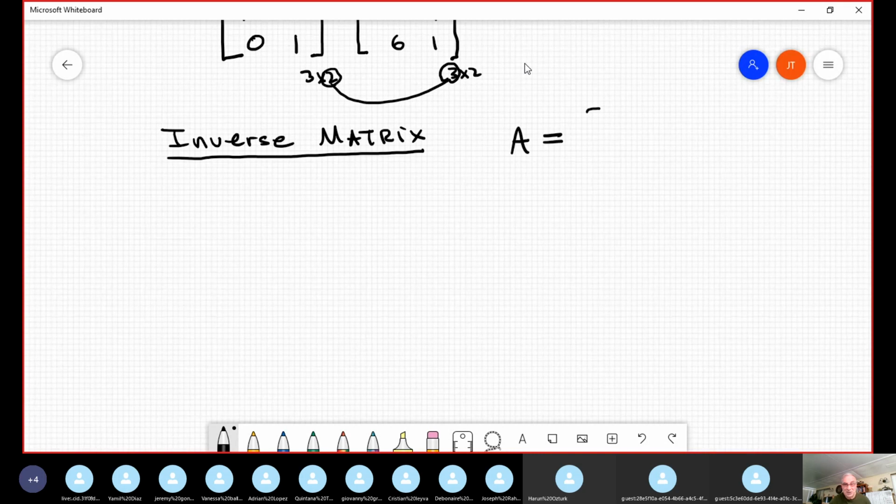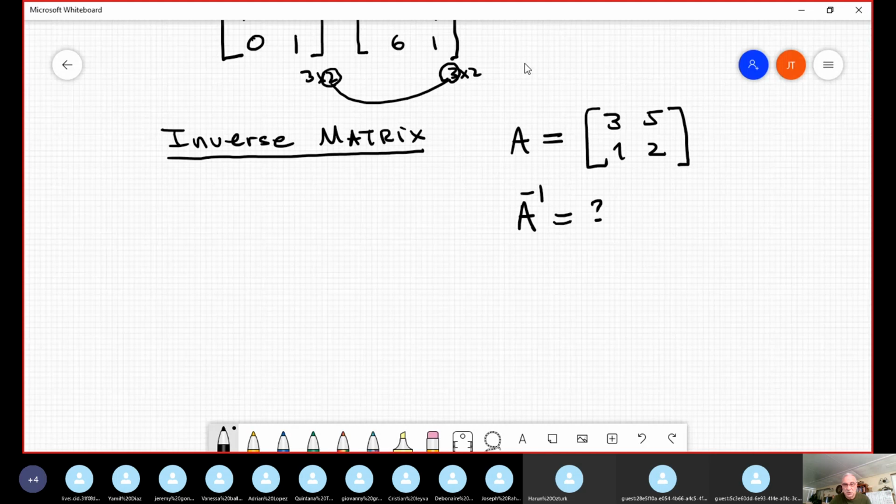And suppose, for example, I want to explain using an example: 3, 5, 1, 2. I want to find the inverse. The notation is something like that: A inverse. I want to find this inverse. This is a symbolic way to indicate inverse, and this does not indicate an exponent. So this -1 is not an exponent. It's not equal to 1 over A. That is completely wrong. This is just the inverse matrix.